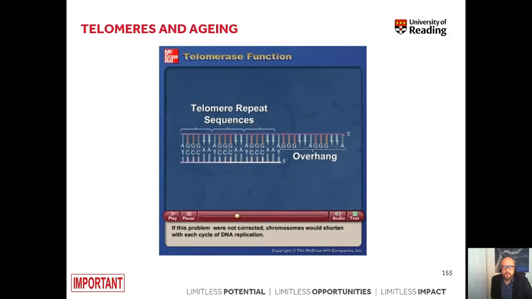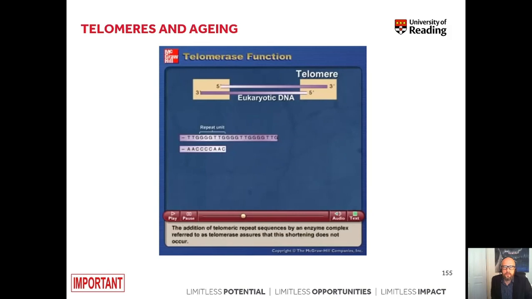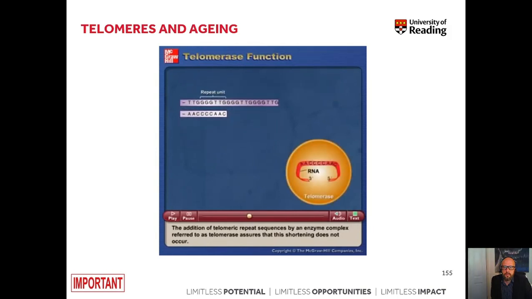If this problem were not corrected, chromosomes would shorten with each cycle of DNA replication. The addition of telomeric repeat sequences by an enzyme complex referred to as telomerase assures that this shortening does not occur. Telomerase is a unique and interesting enzyme because in addition to having DNA polymerase activity, it also contains an RNA sequence that provides a template for the synthesis of telomeric repeat DNA.